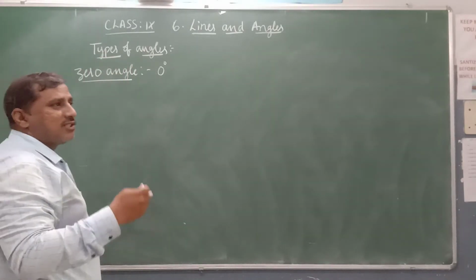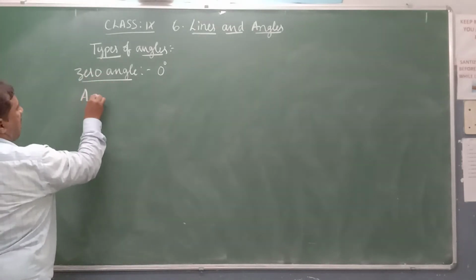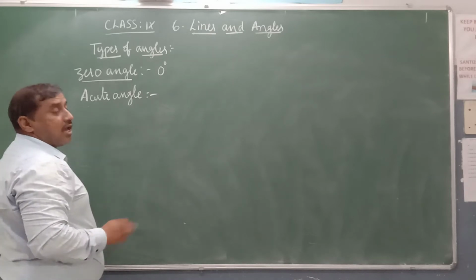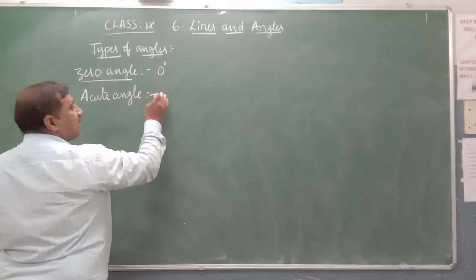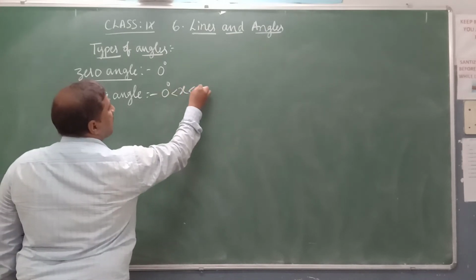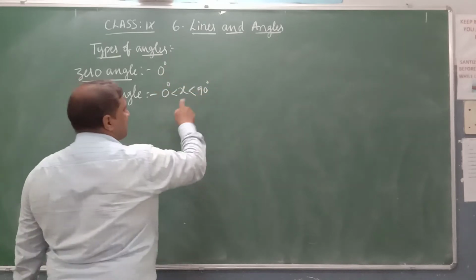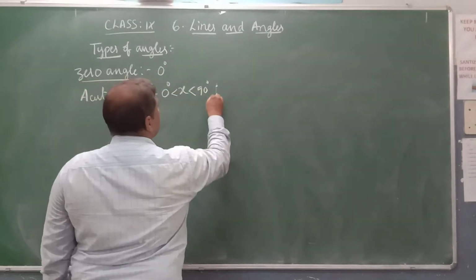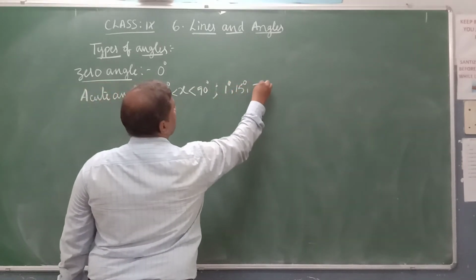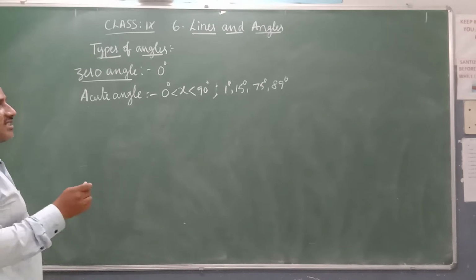Then what do we call the angles which are more than 0 degrees and less than 90 degrees? They are acute angles. An acute angle is an angle whose measure is more than 0 degrees and less than 90 degrees. Let x be an angle which is more than 0 degrees and less than 90 degrees. Such angles are known as acute angles. Examples are 1 degree, 15 degrees, 75 degrees, 89 degrees, 60 degrees, 45 degrees and so on.